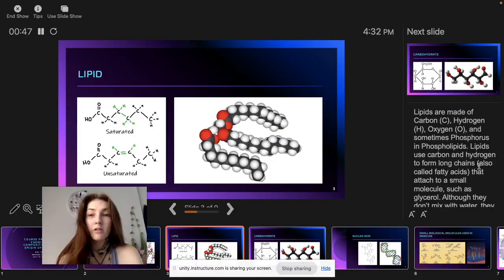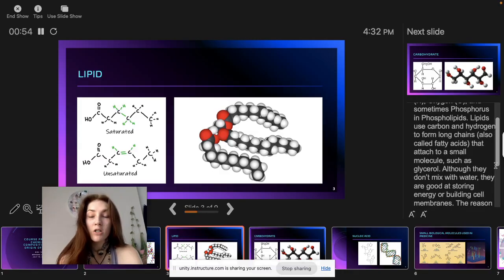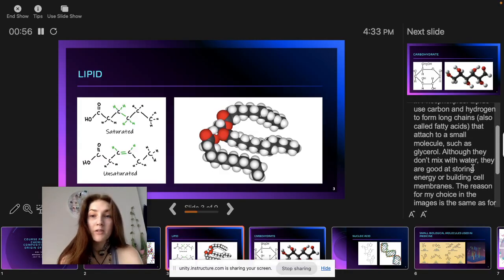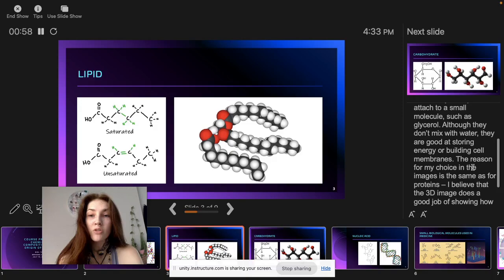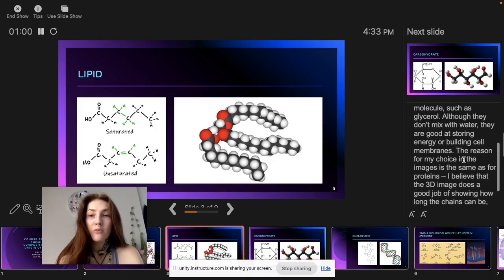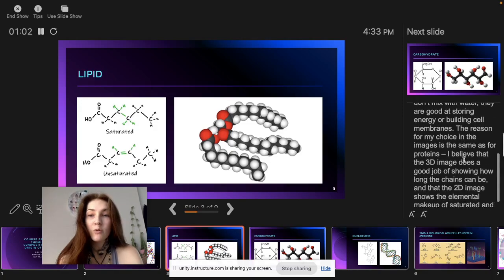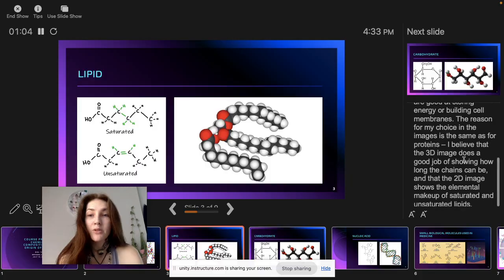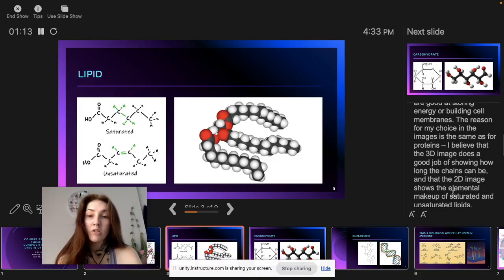Lipids are made of carbon, hydrogen, oxygen, and sometimes phosphorus and phospholipids. Lipids use carbon and hydrogen to form long chains, also called fatty acids, that attach to a small molecule such as glycerol. Although they don't mix with water, they are good at storing energy or building cell membranes. The reason for my choice in the images is the same as for the proteins. I believe that the 3D image does a good job of showing how long the chains can be, and that the 2D image shows the elemental makeup of saturated and unsaturated lipids.